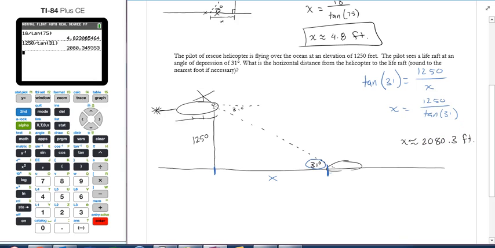So x is approximately 2,080.3 feet away. Now if I had said they see the swimmer at an angle of depression of, let's say, 18 degrees, the swimmer would actually be out here. Let's say that's the swimmer, and they saw them at an angle of depression of 18 degrees. This would be my 18 degrees. We could figure out the horizontal distance from the helicopter to the swimmer to determine how far the swimmer is from the life raft.